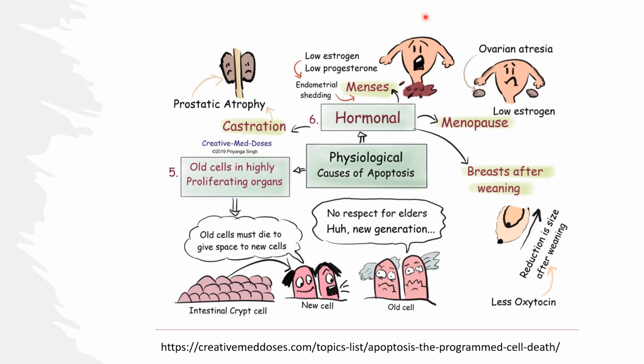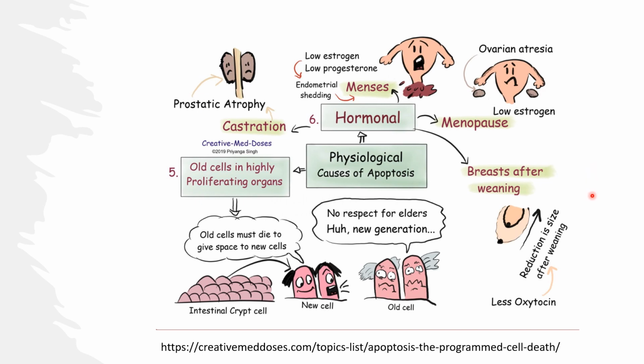The next example is hormonal. There are various organs in our body which are hormone dependent and which usually undergo continuous regeneration and elimination of old cells. That usually occurs via apoptosis. So, for example, if you take the endometrium, there is usually a breakdown of the endometrium because of low estrogen and low progesterone, which will lead to menses formation, and that usually occurs via apoptosis. Because of low estrogen, the ovaries will also undergo something called atresia, or complete shrinkage of the ovaries.